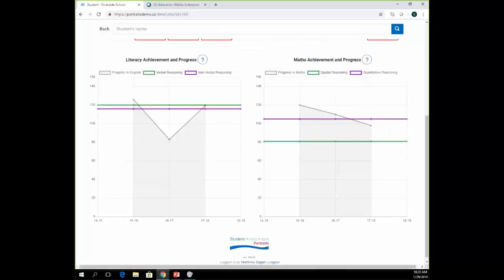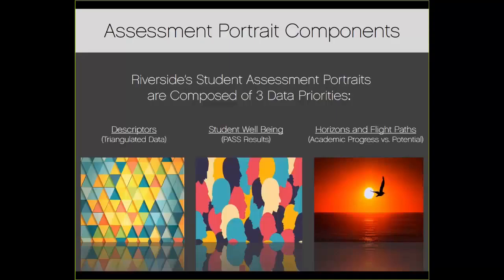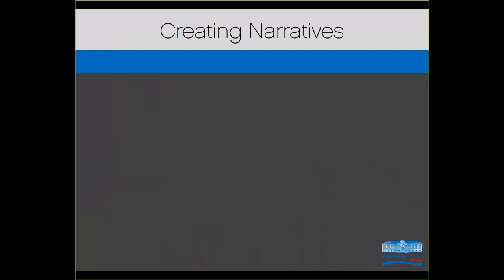So if I can jump back to the presentation quickly, what we really want to achieve through the use of the app is creating student narratives.